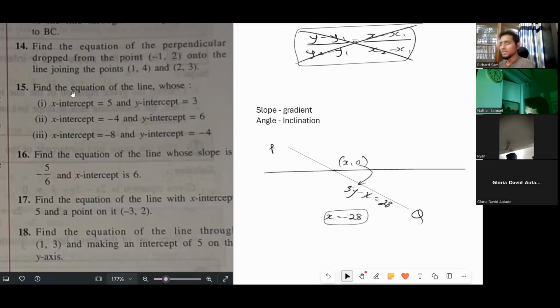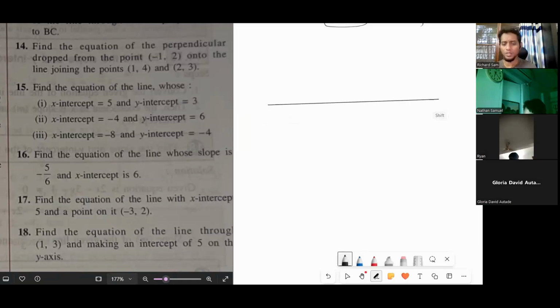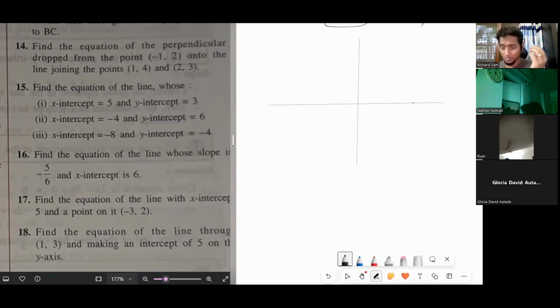We don't have any formula when they give the y-intercept and x-intercept, right? We have formulas if they give m and c, m and a point, and two points. So what do we do here? Whenever you have any doubt, try drawing the diagram. If this is your x-axis and y-axis, the x-intercept is 5 and the y-intercept is 3, like this. So the line is passing through these two points.